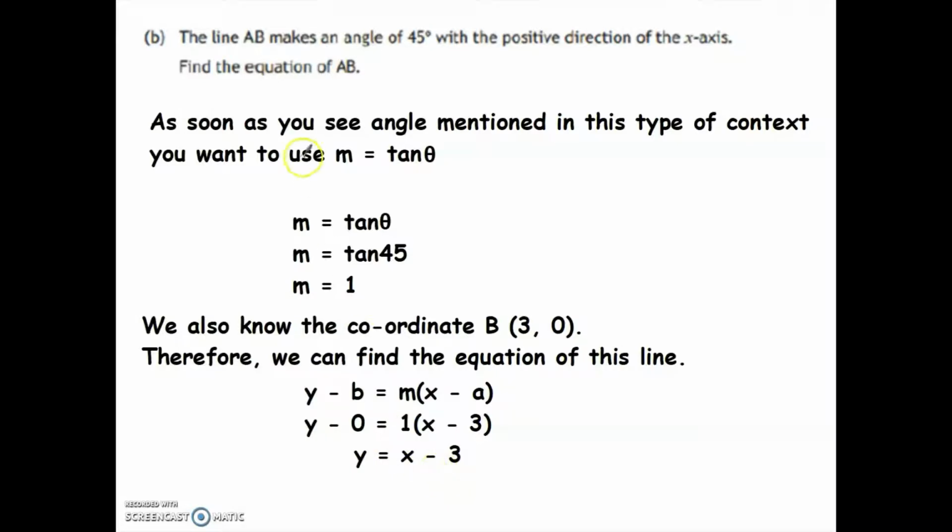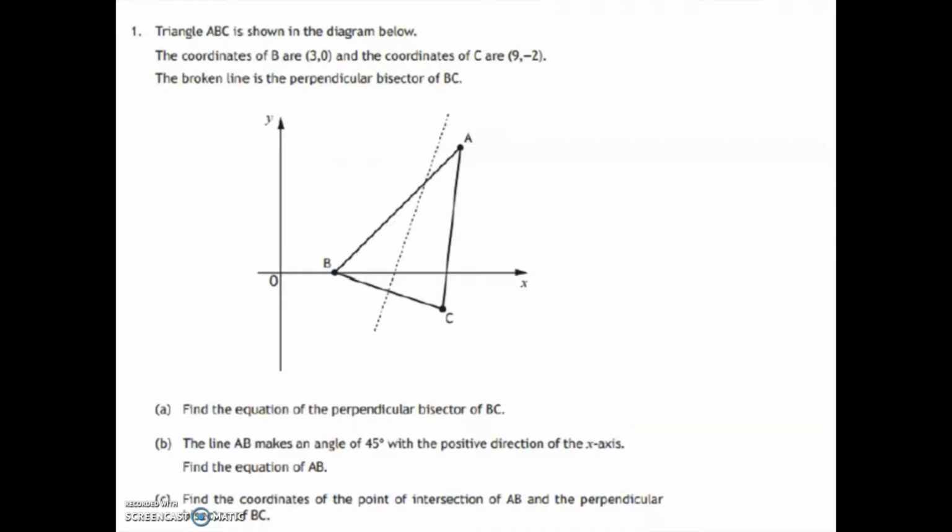So when you've got an angle, you know you're going to be using m equals tan theta to help you get the gradient. And once you've got the gradient, you can substitute into y minus b alongside your coordinate. Now, we're going to look at part C finally. So, part C says, find the coordinates of the point of intersection of AB and the perpendicular bisector of BC.